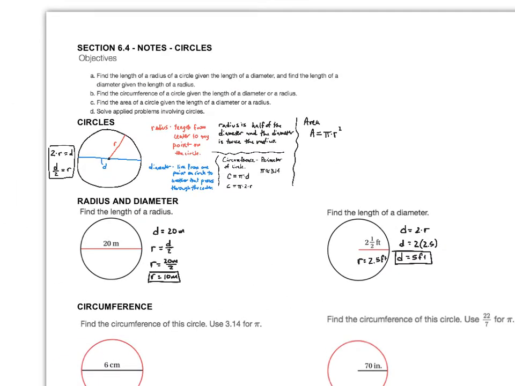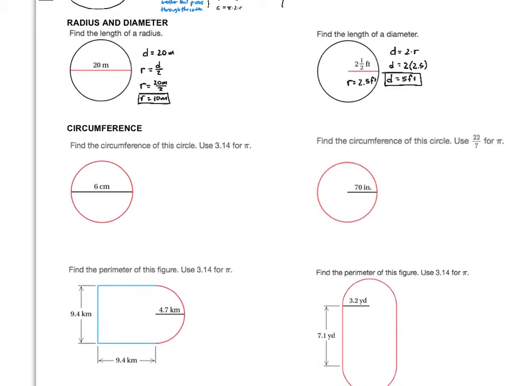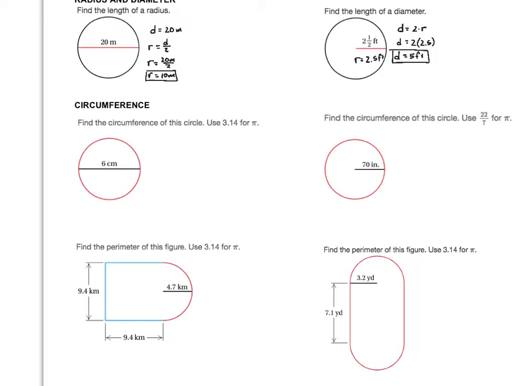Some questions you'll see, you're just given this and you have to find either the radius or diameter. Sometimes you're asked to find the circumference or the area, and you're given one or the other, the diameter or radius, and you have to be able to go back and forth between the two and figure them out separately. All right, let's talk about the circumference of a circle.